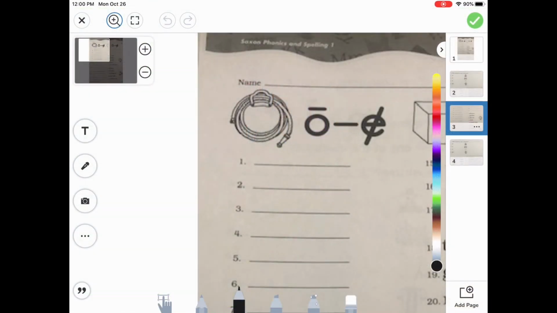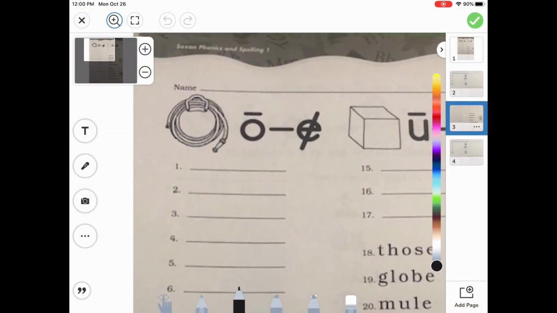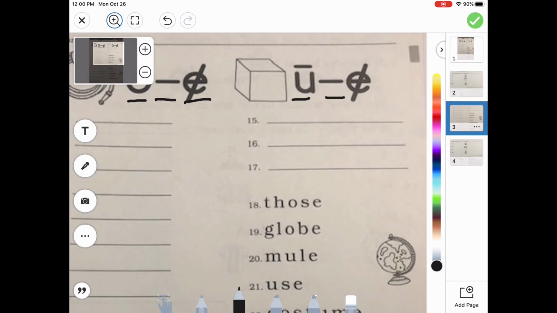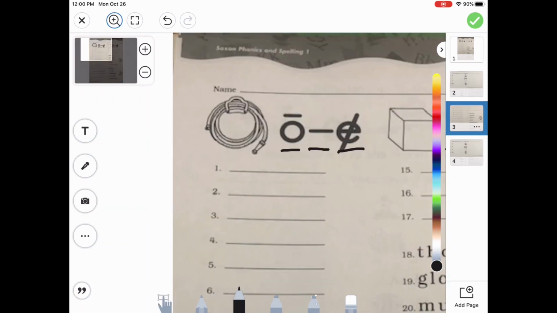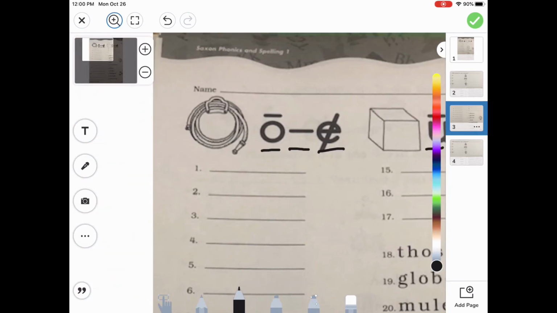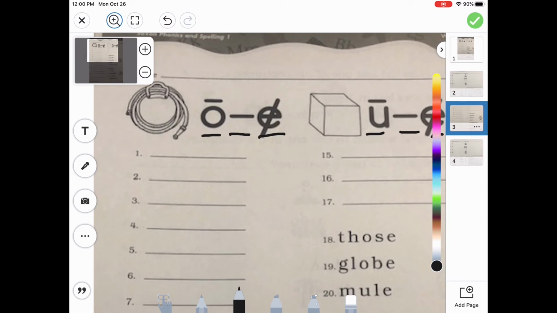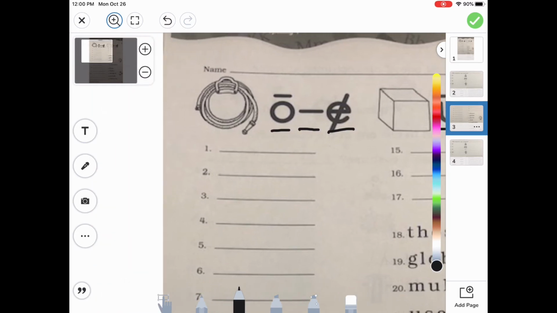All right, guys, we are ready to complete our activity sheet. And today we focused on that O consonant E pattern and the U consonant E pattern. You can see at the top our picture card for our O consonant E pattern was a hose. Our picture card for the U consonant E was a cube. Okay, all right, first we're going to write down how we can spell some of these words and the sounds that we hear. So if I hear the A sound, how can I spell A?